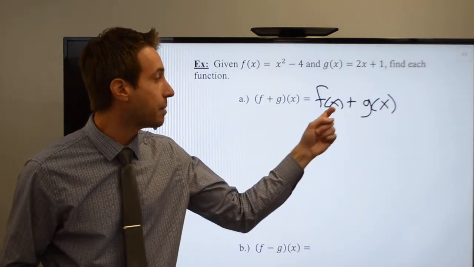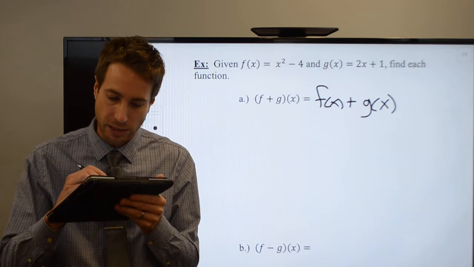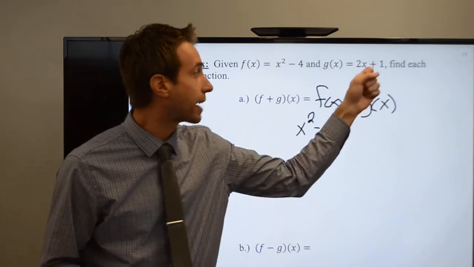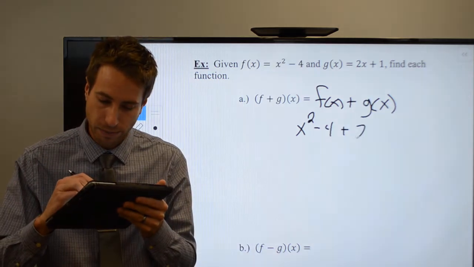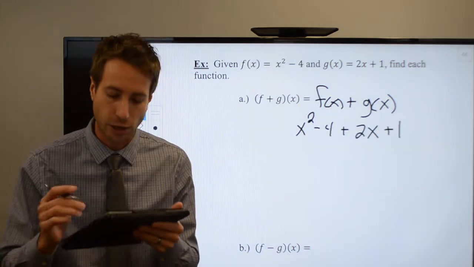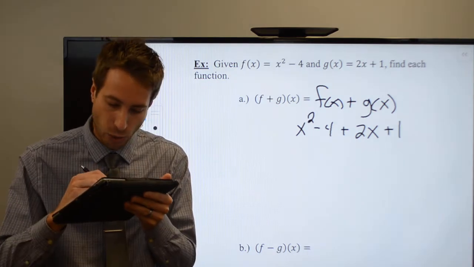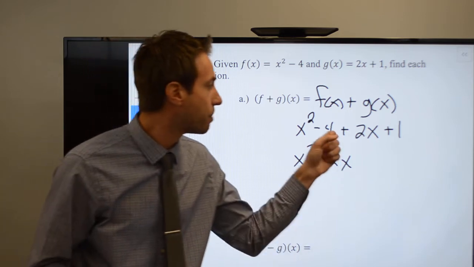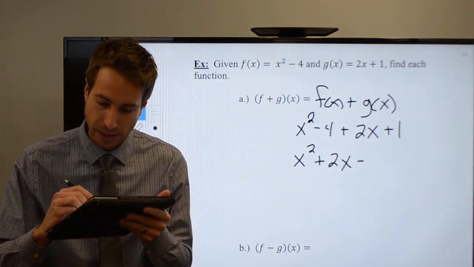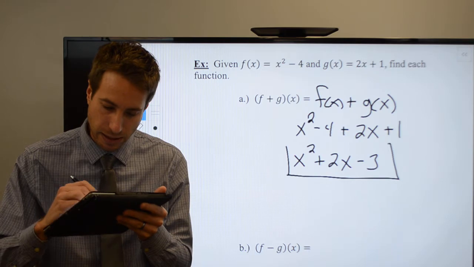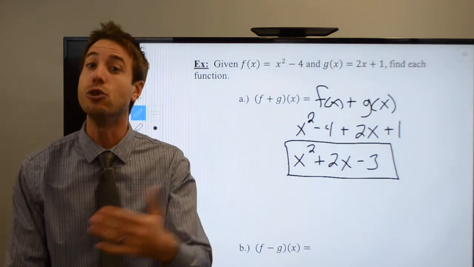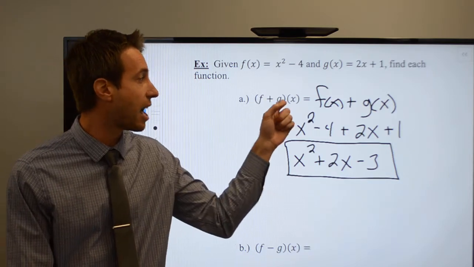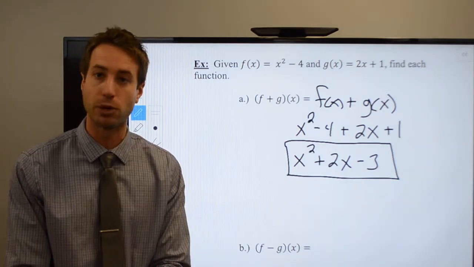So that's just simply going to be f of x, which is x squared minus 4, plus g of x, 2x plus 1. Combine like terms if you have any. X squared doesn't have any like terms. 2x doesn't have any like terms. But I can combine the negative 4 and the 1 to get a minus 3. And this is my new function, it's my sum function, right? The sum of f of x and g of x. This is what you get when you put them together.